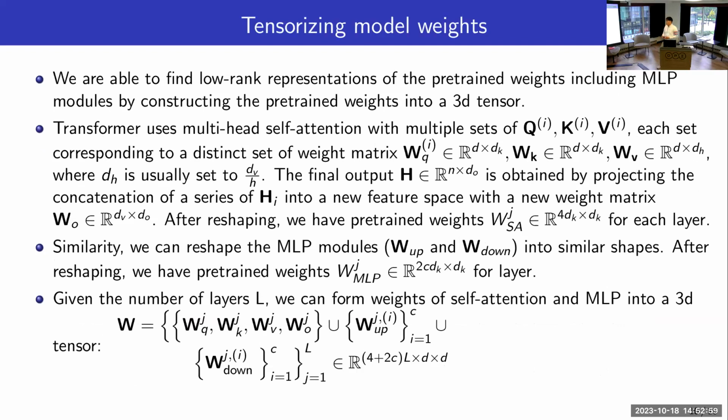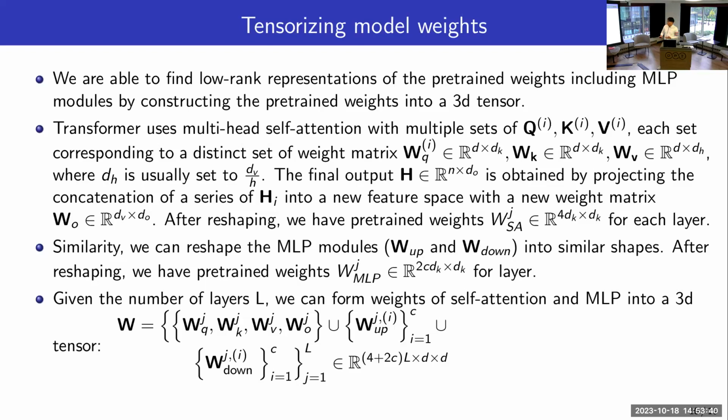Let's first take a look at the transformer architecture. You know, there are three important weights, W_K, W_Q, W_V for every head, and we have the weight matrices W_Q, W_K, W_V, and the final output is then projected to another matrix called W_output, W_O. For simplicity, after reshaping, we just denote that we have pre-trained self-attention weights, D_K by D_K for each layer of the transformer. And the four means we have four matrices, W_Q, W_K, W_V, W_O.